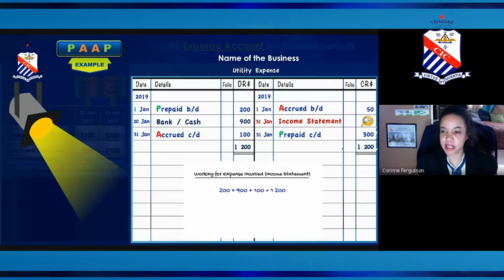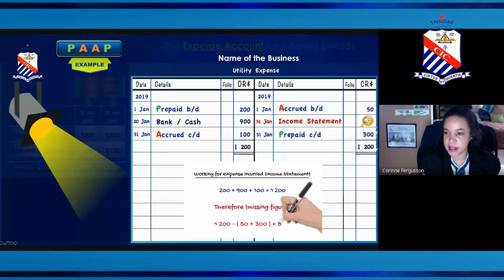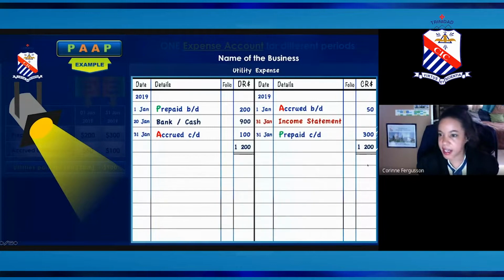But to find out the missing figure, to make this side also total the 1,200, it will be the 1,200 minus the 350, right? Whatever is on that side. And that answer will be 850. Did everybody get that? And if they didn't, you'll know where you went wrong.